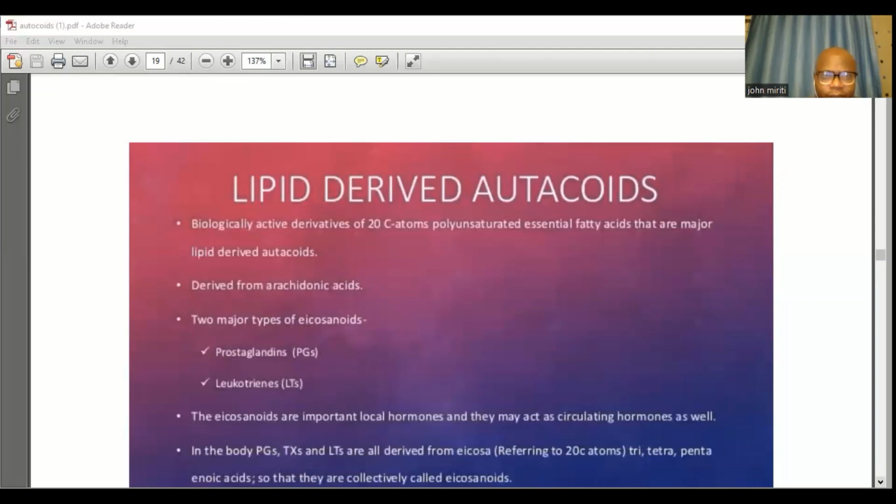Basically, they are biologically active derivatives of 20-carbon unsaturated essential fatty acids that are major in lipid derivatives. They are derived from the arachidonic acid on the cell membrane, and there are two major groups, that is prostaglandins and leukotrienes. Today's discussion is about prostaglandins.